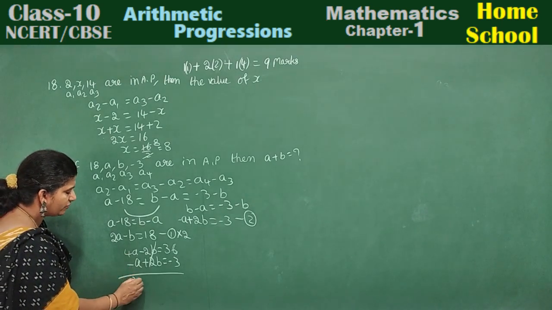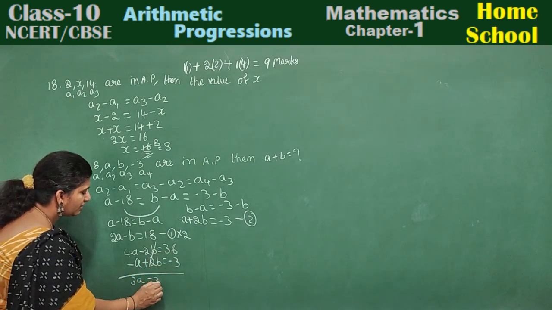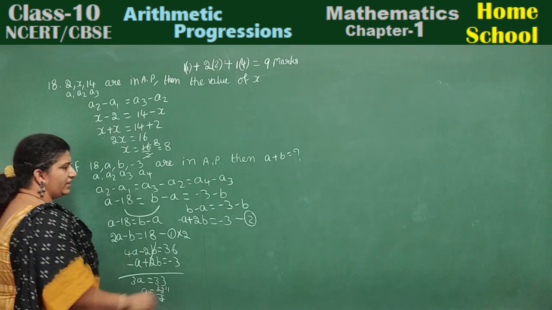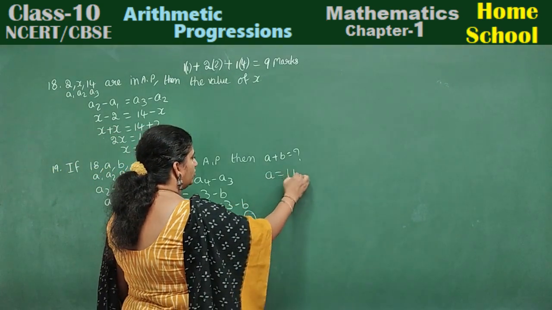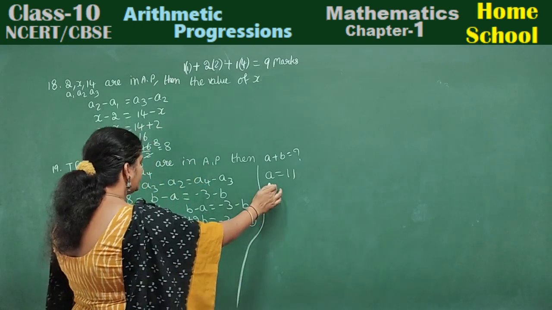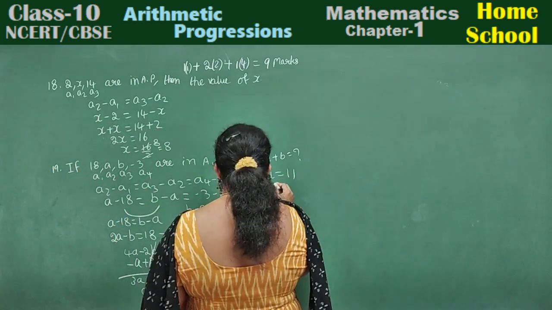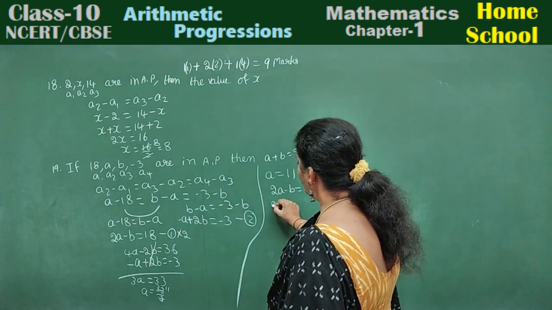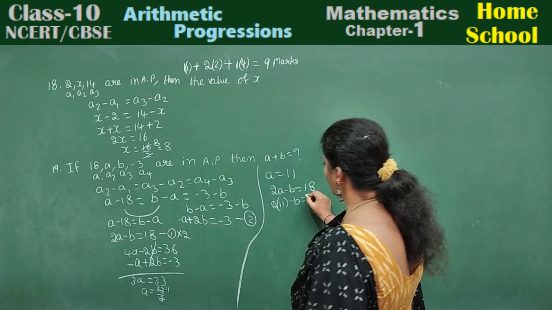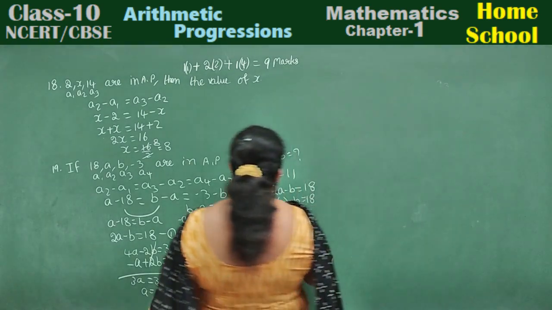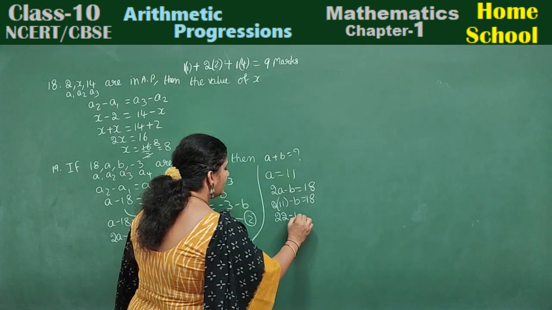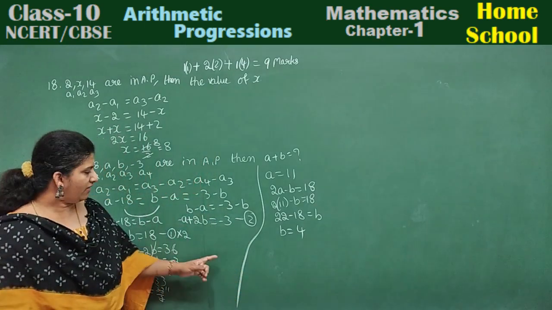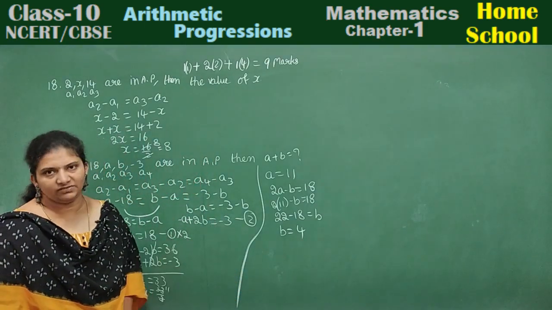4a minus a will be 3a. 36 minus 3 will be 33. A is equal to 33 by 3, it will be 11. So I got a is equal to 11. Substitute this a value in any one of the equation. Let me take 2a minus b is equal to 18. 2 into 11 minus b is equal to 18. 2 11s are 22. 22 minus 18 is equal to b, and b is equal to 4. A value is 11 and b value is 4.